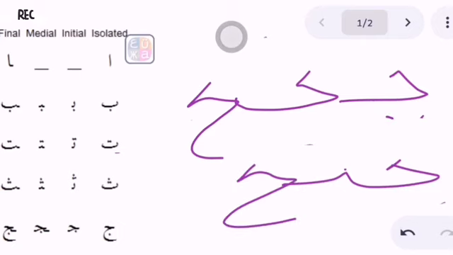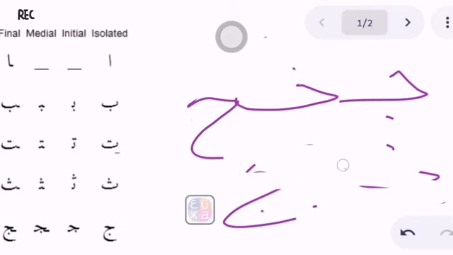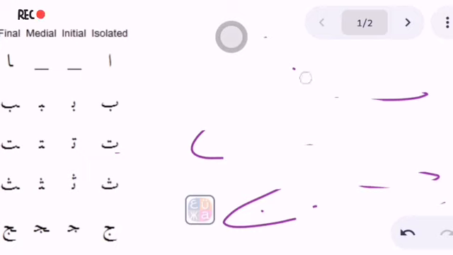So the first one here is Jim. The second one is Kho, and the last one is Ha, because it has no dot. We look at the second one here. The first one here is Kho, the next one is Ba, and the last here is Jim. You should be able to identify all these yourself. Beautiful.